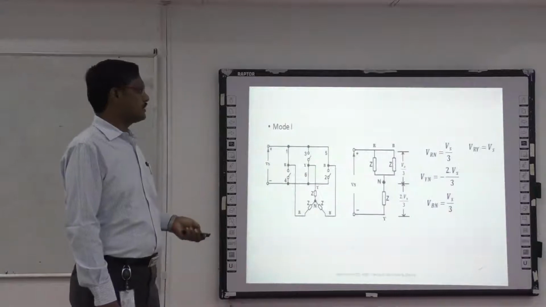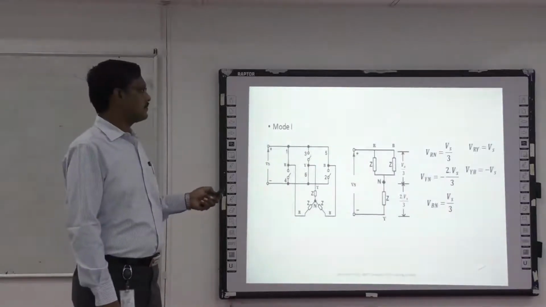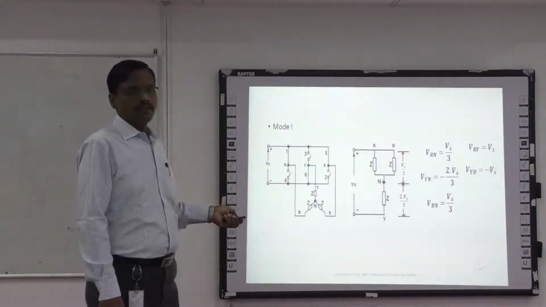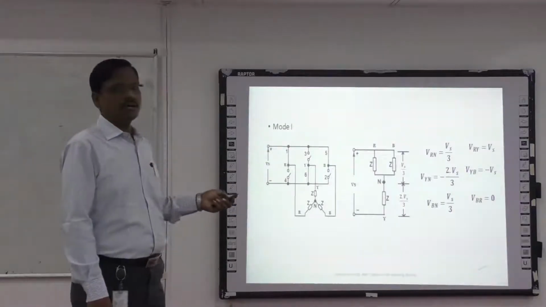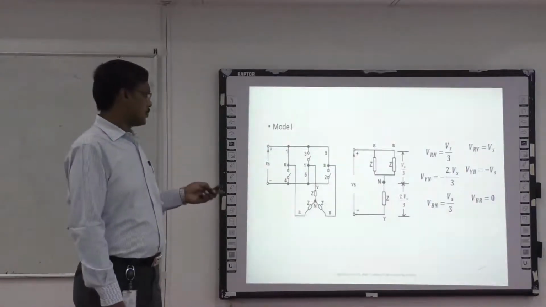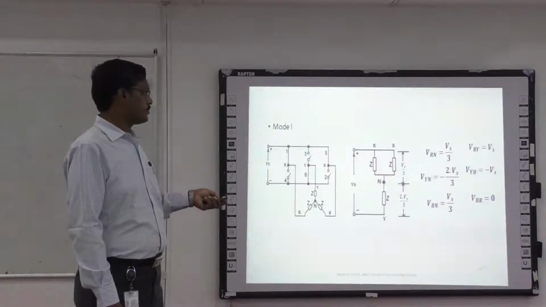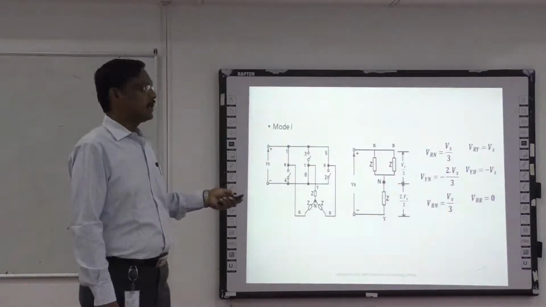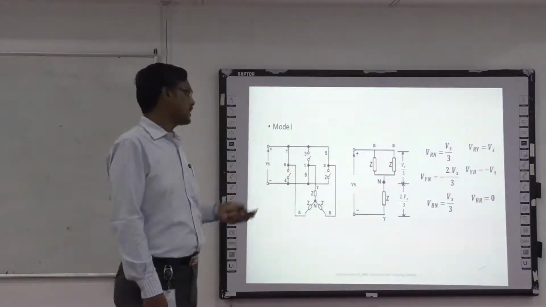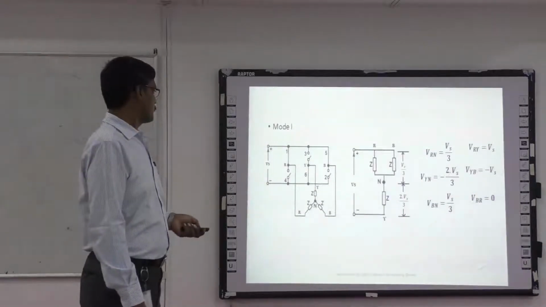So the line voltages are VRY equal to Vs, VYB equal to minus Vs, VBR equal to 0. If you add all the 3 phase voltages, you will get 0. Similarly, when you add all the 3 line voltages, you will get 0 at any time.